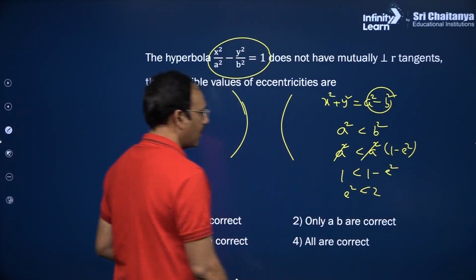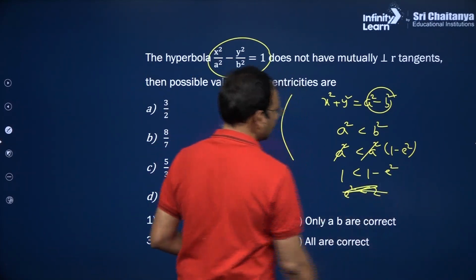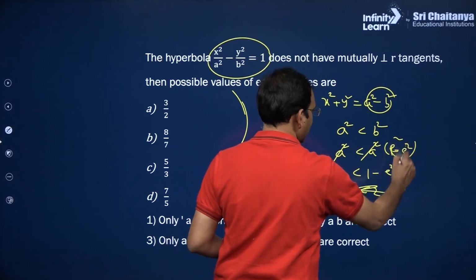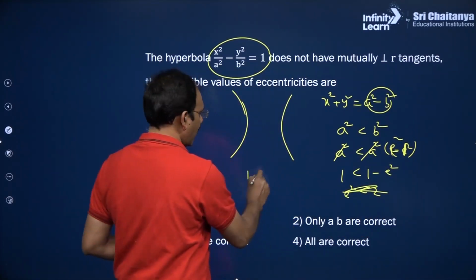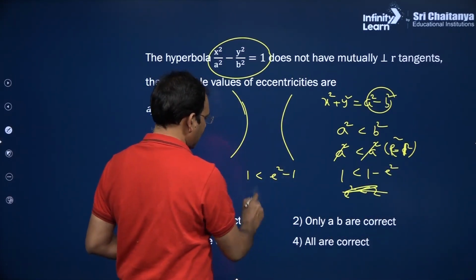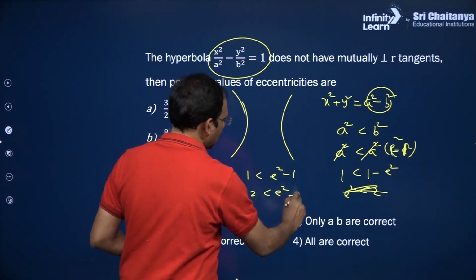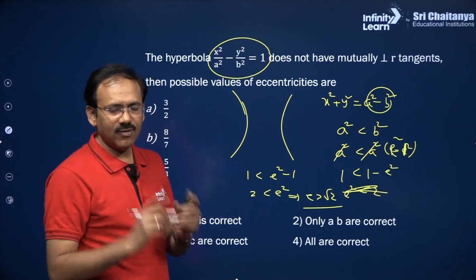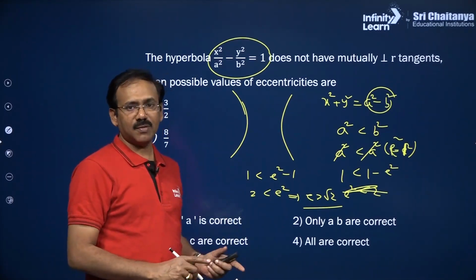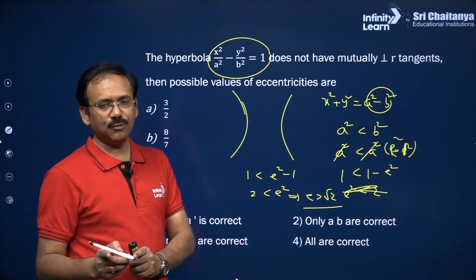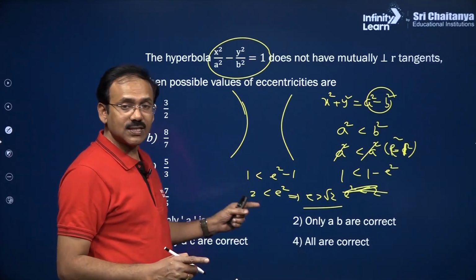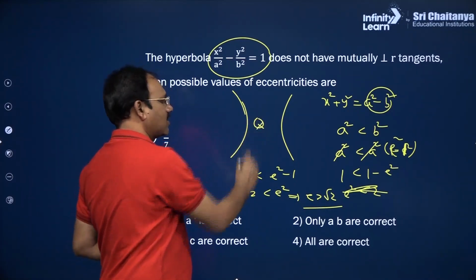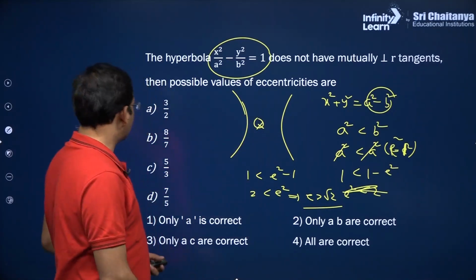Sorry, b square by a square is equal to e square minus 1 in the case of a hyperbola. So, 1 is less than e square minus 1. So, 2 is less than e square. So, e must be greater than root 2, my dear friends. You know, my dear friends, if e is root 2, we call it a rectangular hyperbola. If e is more than root 2, in such cases this particular director circle does not exist here.